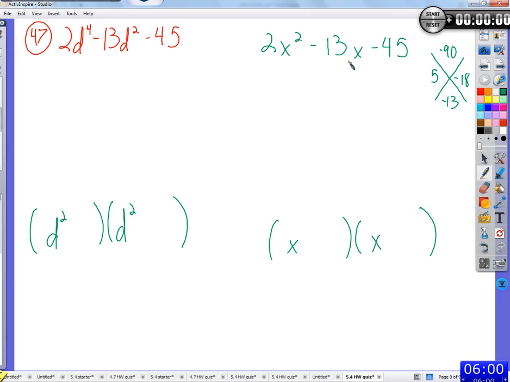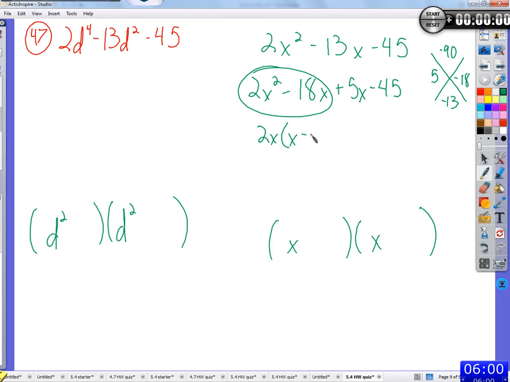All right, so those replace the negative 13x this way, 2x squared minus 18x, it doesn't matter which one we put where, plus 5x minus 45. Factor out 2x: x minus 9, and then we factor out 5, that's x minus 9, and so we get x minus 9, and here we get 2x plus 5. Same exact process for that one over there in red, only all these x's are not x's, they're the squares.